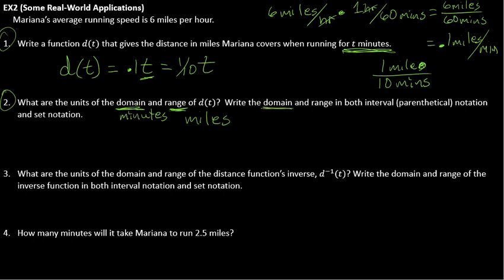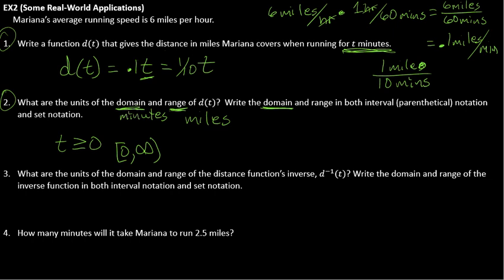So the domain, what is our domain restriction? Well, we can't have negative time. So we're going to say that t is greater than or equal to 0. If we're using parenthetical notation, we're going to say 0, and we're going to include it with the square bracket, onto positive infinity.